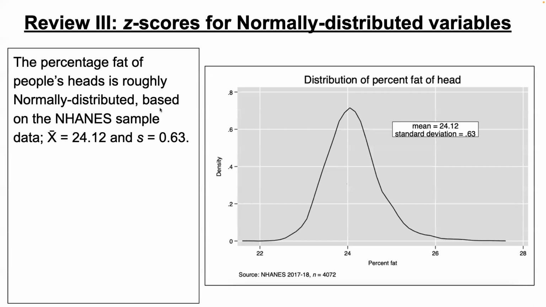So the percentage fat of people's heads is actually very close to normally distributed. I found this out by accident a couple semesters ago. We've got a mean here of 24.12 and a standard deviation of 0.63. It is just an intrinsically silly example. What would you guess the median to be here?